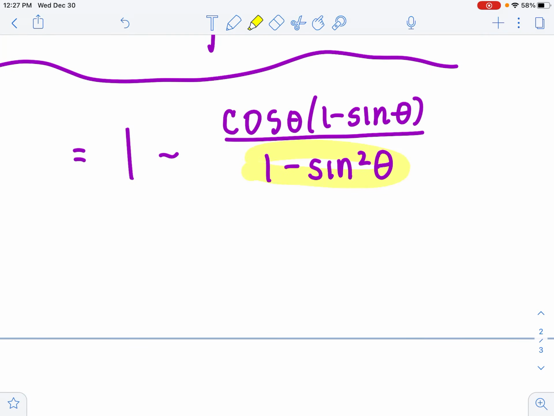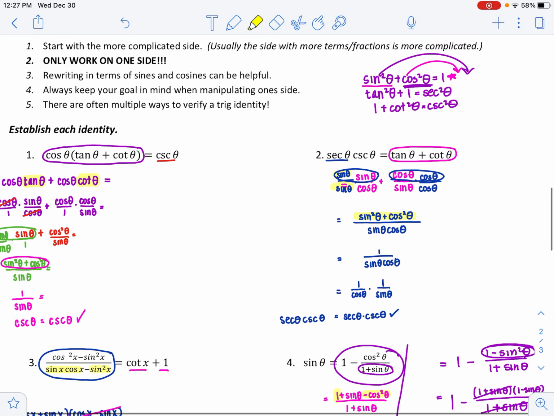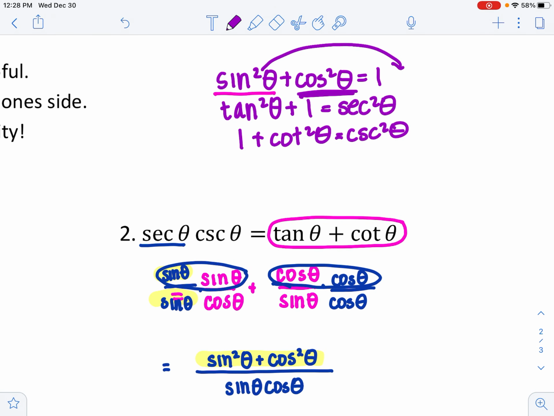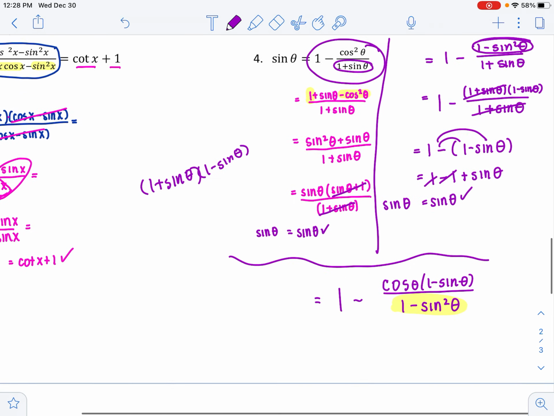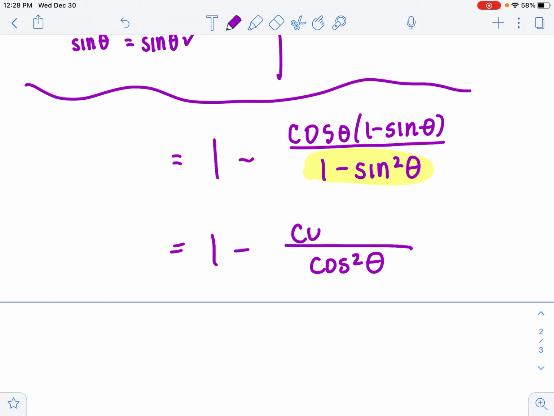Then I can say, is there anything that's replaceable? And this 1 minus sine squared of theta is replaceable. If you look back up here, 1 minus sine squared, let me get rid of all these arrows here. If I got the sine squared on this side, it'd be the same thing as cosine squared. So I can replace that highlighted part with cosine squared. So this is cosine squared. And then I have cosine of theta here times 1 minus sine of theta here.